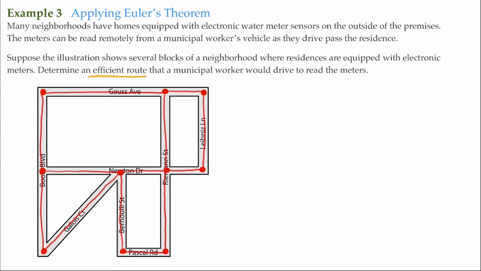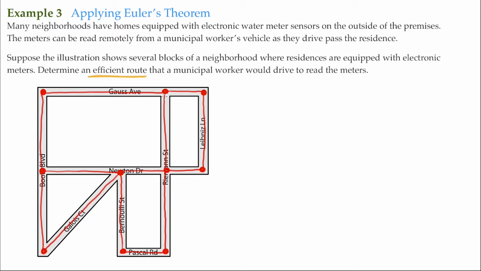This is even. This has 4. This is degree 4. Degree 2, even. Even. This one's also even. It's got 4 edges. This is degree 2, but this is odd too. This is degree 3. So this intersection right here and this intersection up here are both odd.